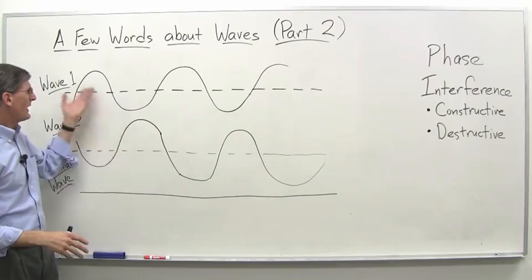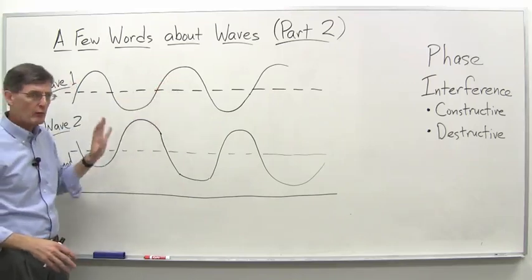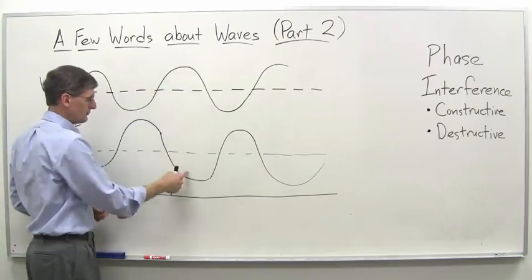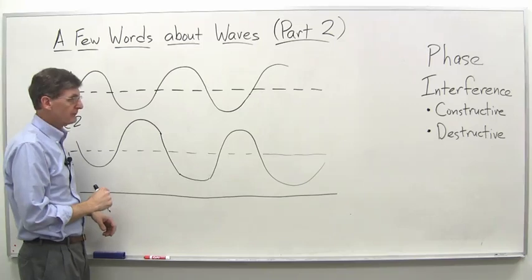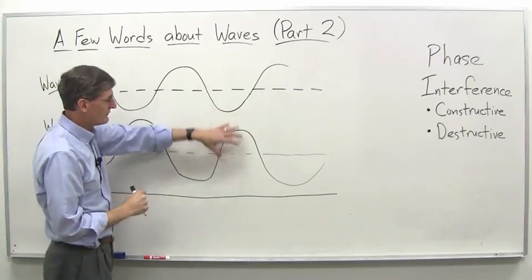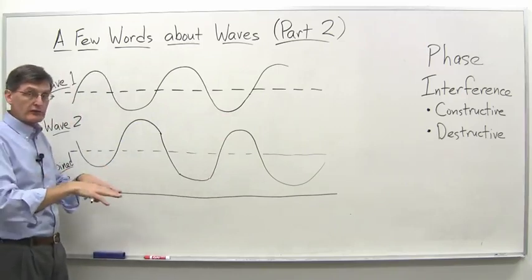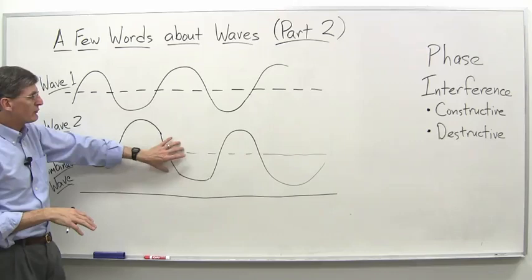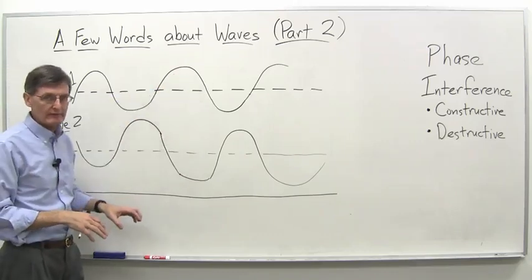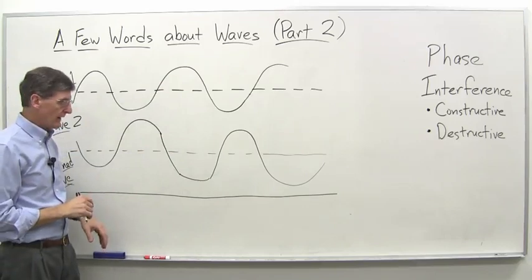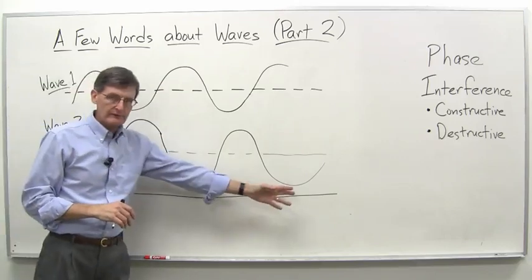Now, you might say, well, what happens if the amplitude of wave number 1 is greater than the amplitude of wave number 2? So in other words, this peak is bigger than that trough is deep, or this trough is deeper than that peak is tall. Well, you'll still get destructive interference, but this wave will not completely cancel out that wave. And so you will be left with a little wave after that. You won't be left with nothing at all.